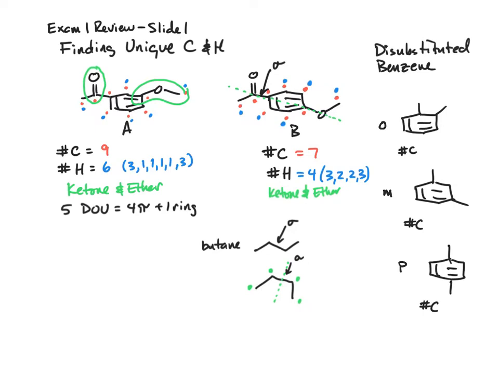So for the O isomer, how many unique carbons do you count? Eight is the total carbon count. We got a 7. We got a 6 or a 7, 6.5.